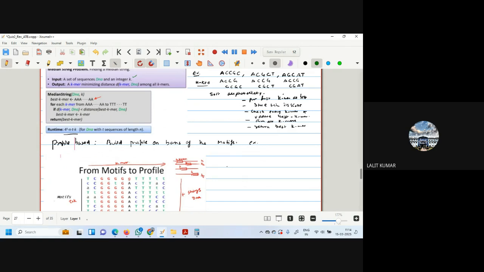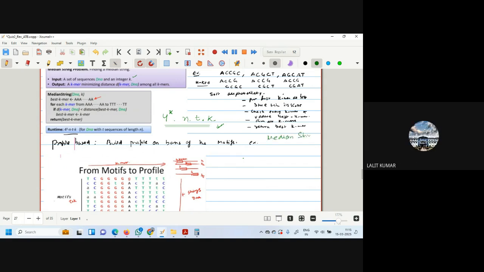So now your complexity has become 4^k, the number of k-mers possible, times n, the length of the sequence, times t, the number of sequences, and for comparing it is k. So this is your complexity. Is this clear? Yes, the complexity is reduced, but it is still a very large size.